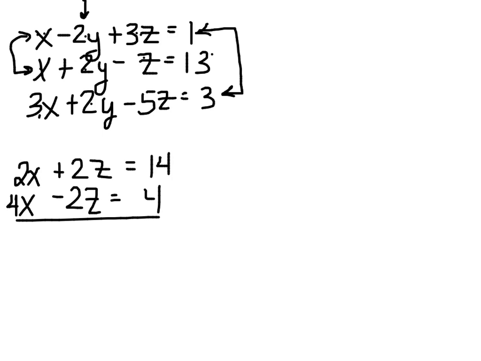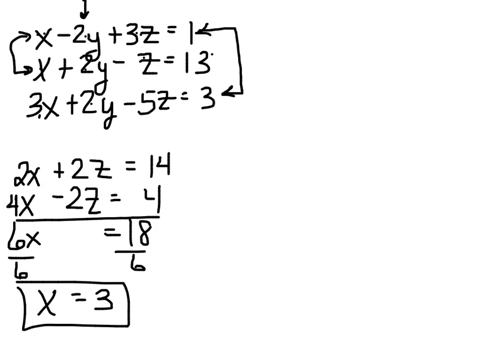So if I add straight down, I end up with 6x equals 18. I divide by 6, and I get x equals 3. As soon as you have one, now you work backwards to find the other two. So all I'm going to do is put the 3 in for this one here. So 2 times 3 plus 2z equals 14.